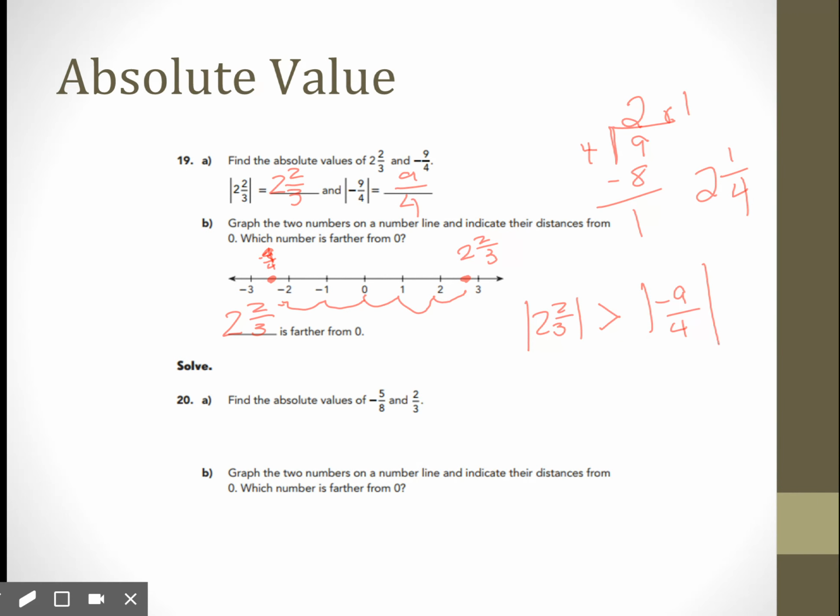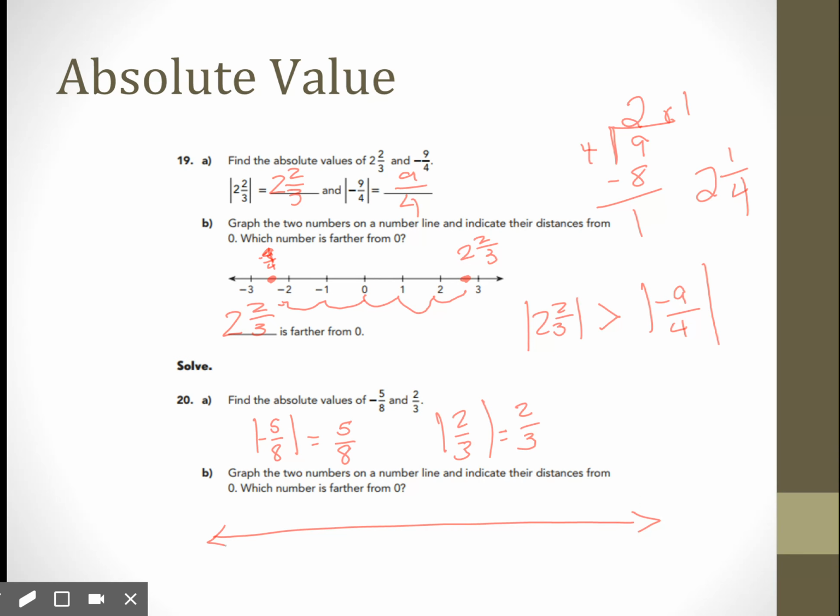So find the absolute values of negative 5/8 and negative 2/3. You're just popping in those two bars to show that you understand that's what it means. So the absolute value of negative 5/8 is 5/8. And the absolute value of negative 2/3 is 2/3. So then you can graph the number line.